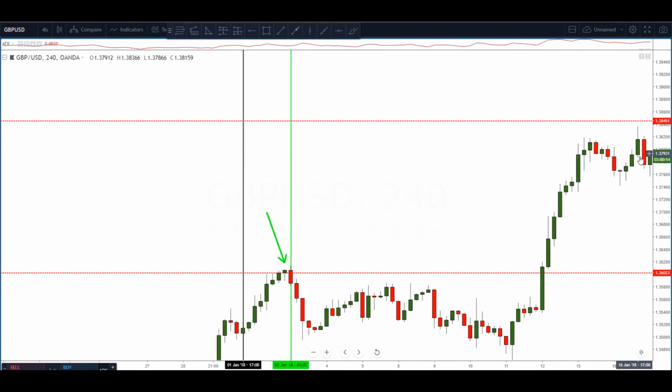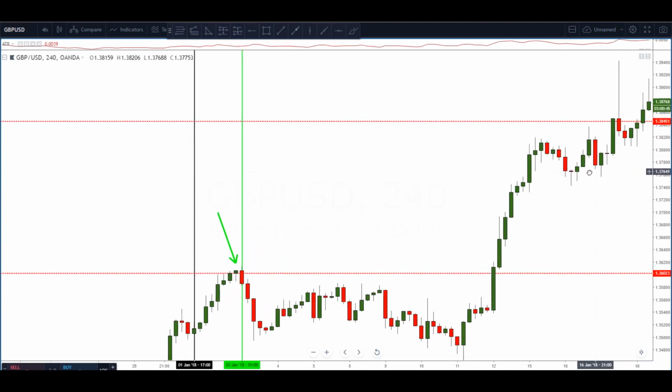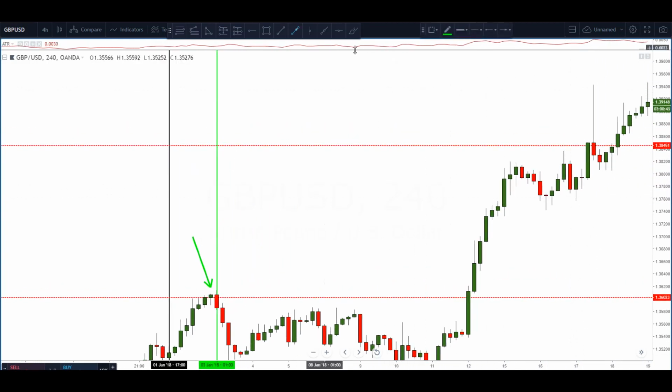Now that candle there would in fact make it to the zone. For me, we do have an actual aggressive entry there with our candlestick formation. Unfortunately, it looks as though this entry did not provide a winning trade. So we'll mark that as a loser.